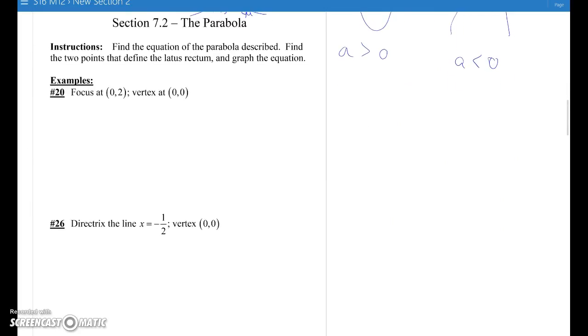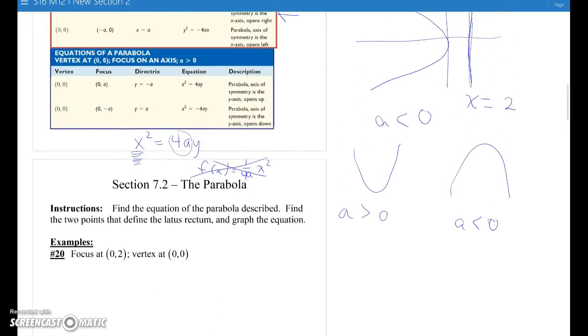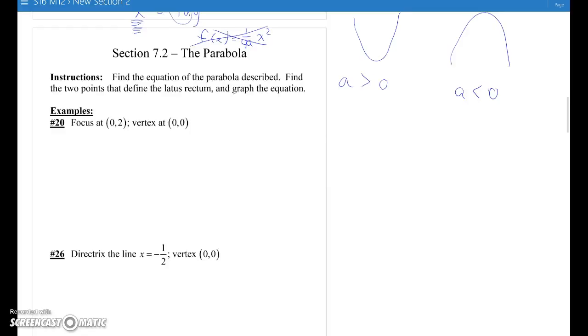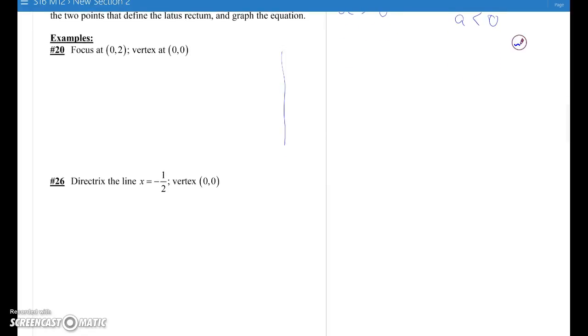So we looked at some examples. Find the equation of the parabola, then find the two points that define the latus rectum, that's the segment that goes across the parabola at the focus. It has that special name, latus rectum. So let's look at this one, and I always draw pictures for these, it helps orient me. So the focus is at (0, 2), so here's the focus, and the vertex is at (0, 0). This distance from focus to vertex is always a. So we can see from our picture that a equals 2. So 4a must be 8.